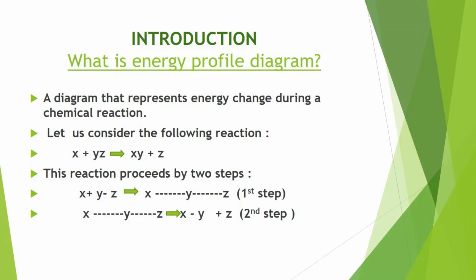X plus YZ gives XY plus Z. This reaction proceeds through two steps. In the first step, X reacts with YZ to form the activated complex, that is XYZ. In the second step, since the activated complex is very unstable, it gives the products XY and Z. What happens during the reaction and how energy changes is represented by both the diagrams.